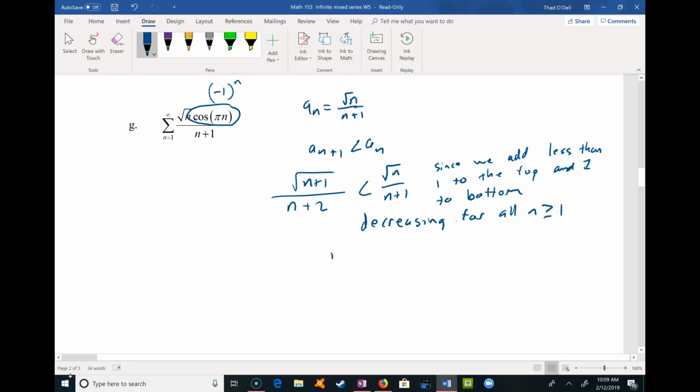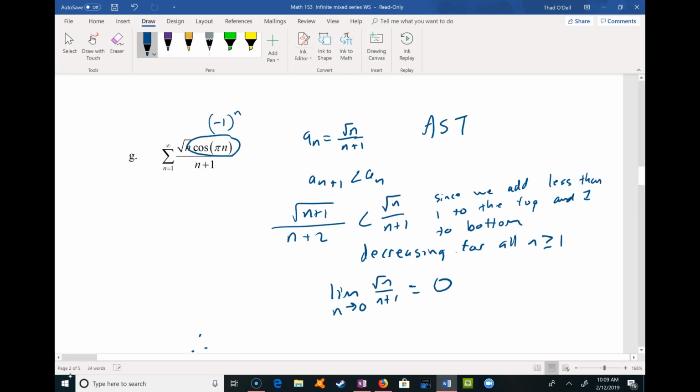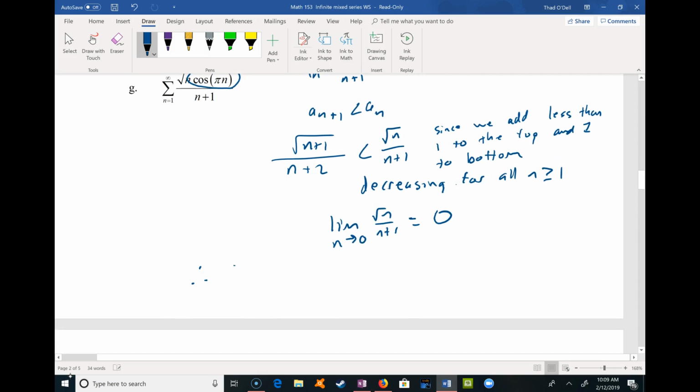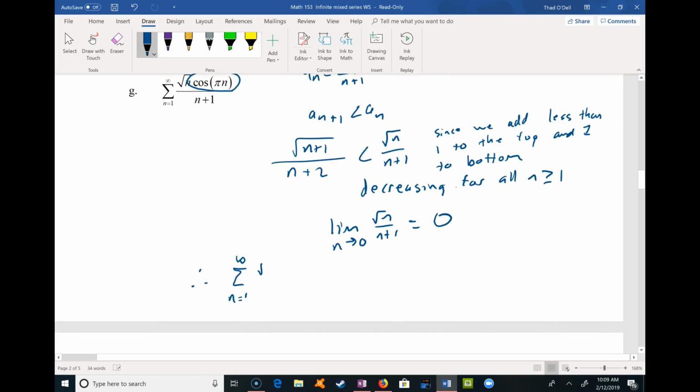And then if we take the limit of the square root of n over n plus 1 as n approaches infinity, that is approaching 0 because n is bigger than the square root of n, so it'll grow faster. So therefore, oh yeah, by the alternating series test, we should say that. Therefore, my original series, n running from 1 to infinity of the square root of n times the cosine of pi n over n plus 1, converges.